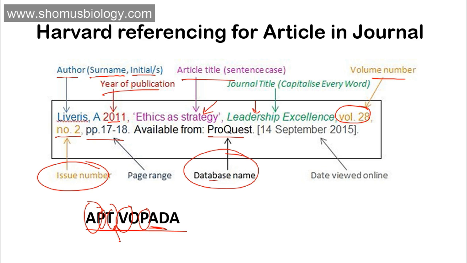So you need to put the name of your database. For example, availability database, and DA for the date viewed online, that is 14 September 2015. So if you are taking this reference from a journal online, you need to put not only the name and the volume number of the journal, but also from which database you are finding that journal, as well as the date you viewed that journal. All these things are necessary.